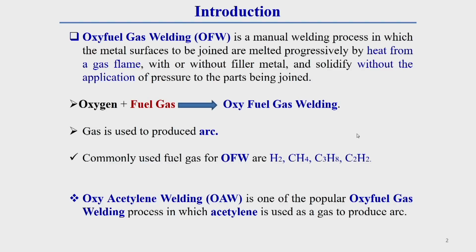Oxy-fuel gas welding is a manual welding process in which the metal surfaces to be joined are melted progressively by heat from a gas flame. The heat required to melt the workpiece comes from a gas flame. Sometimes filler material is used, sometimes it may not be required, and the weld piece solidifies without the application of pressure to the parts being joined. So it is especially a manual fusion welding process.